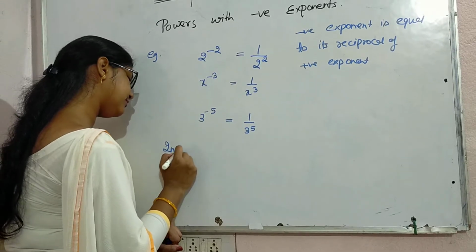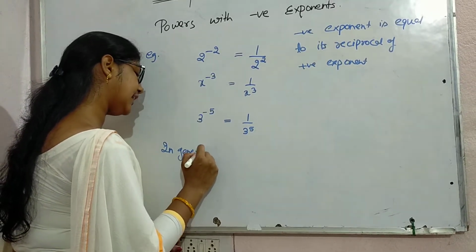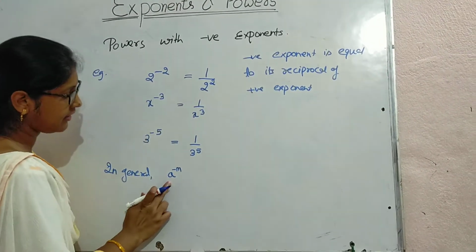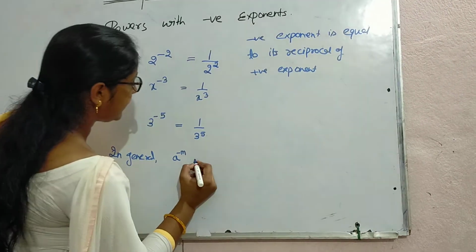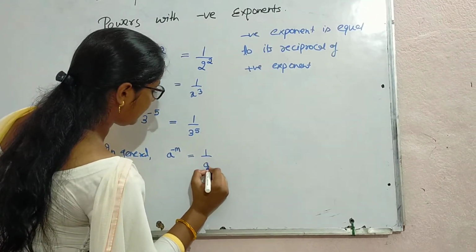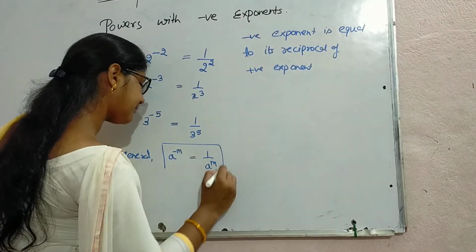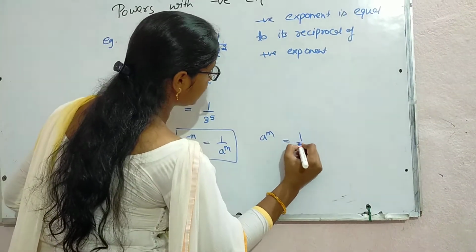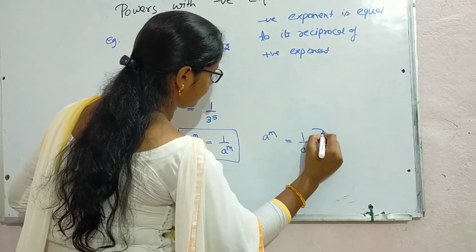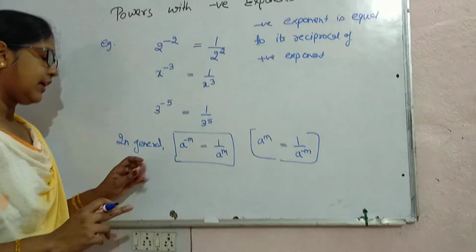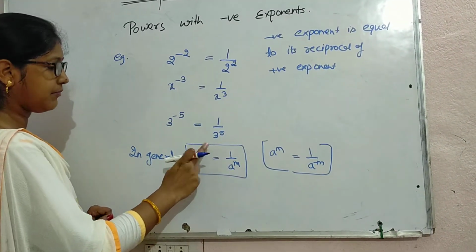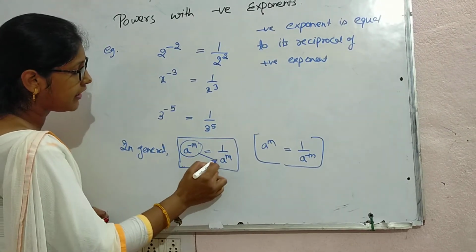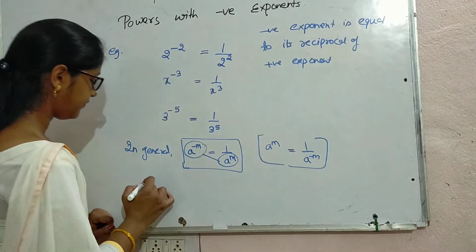So in general, we can write a to the power minus m. Here a is the base, minus m is the negative exponent, and it is always equal to 1 by a to the power m. Same as a to the power m is always equal to 1 by a to the power minus m. Here a to the power minus m and 1 by a to the power m are the multiplicative inverse of each other.